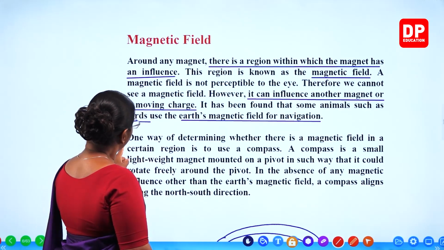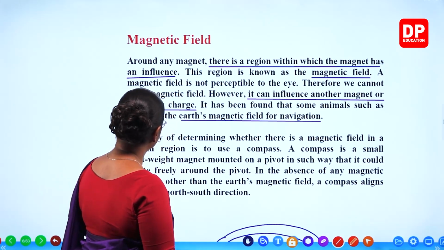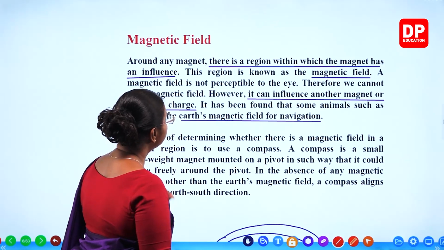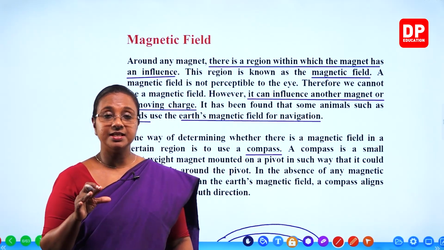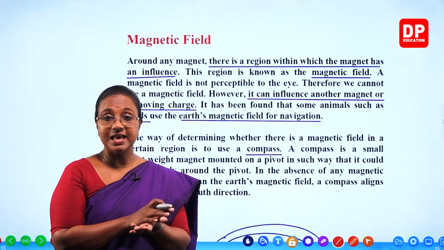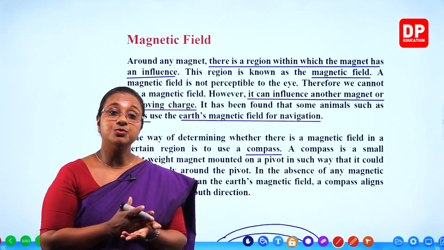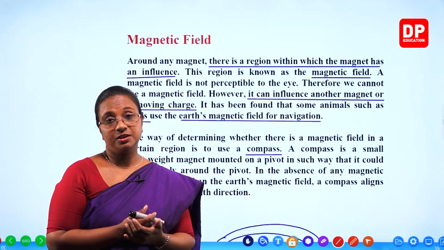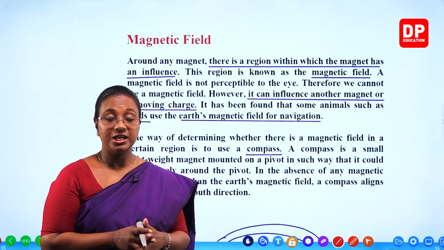So, one way of determining whether there is a magnetic field in a certain region is to use a compass. Now, a compass is an instrument. You all have seen it. A circular display is there where you have a pointer. Normally, it is used to identify the direction: north, south, east, west.